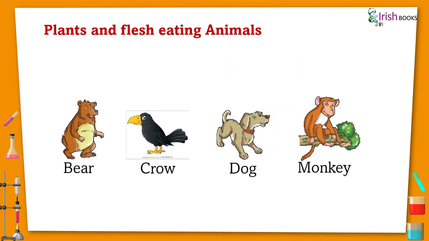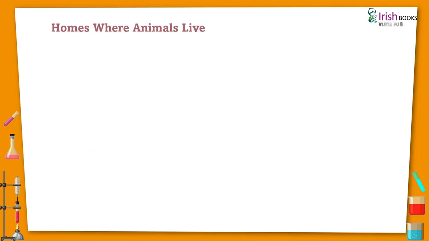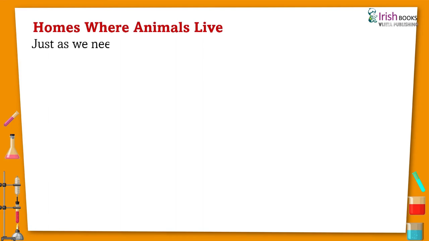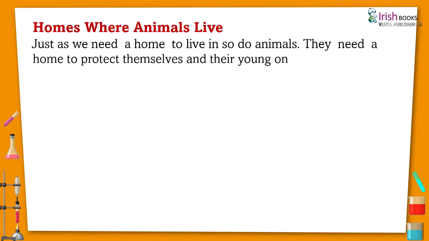Plants and flesh-eating animals. Some animals eat both plants and flesh of other animals, like bear, crow, dog, monkey. Homes where animals live. Just as we need a home to live in, so do animals. They need a home to protect themselves and their young ones from rain, heat, cold, and enemies.